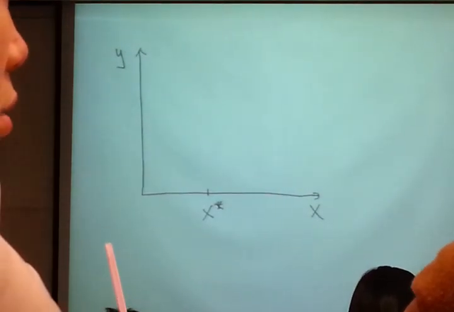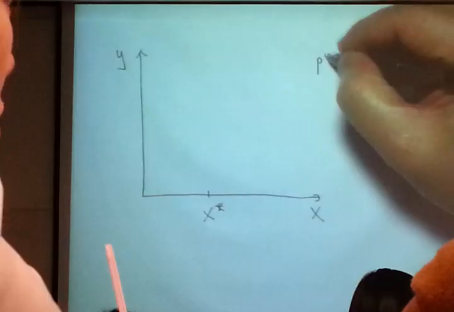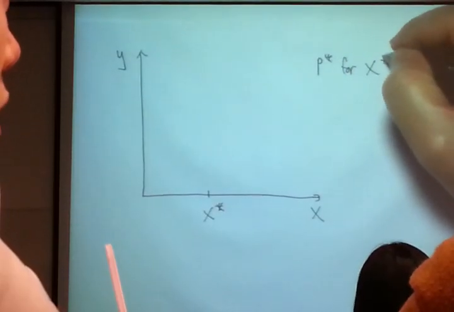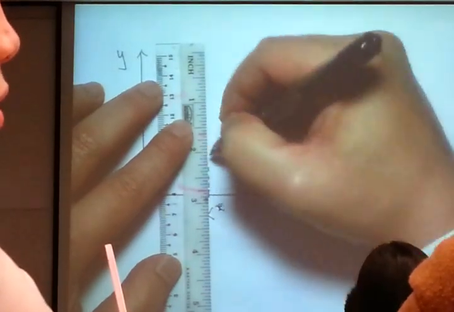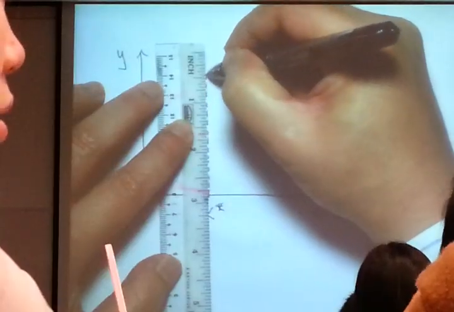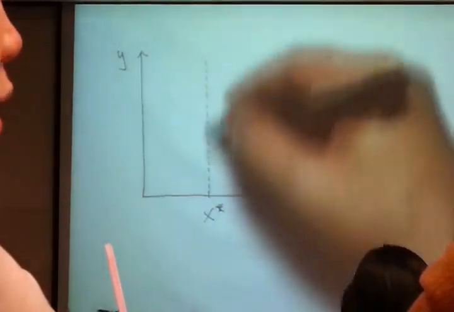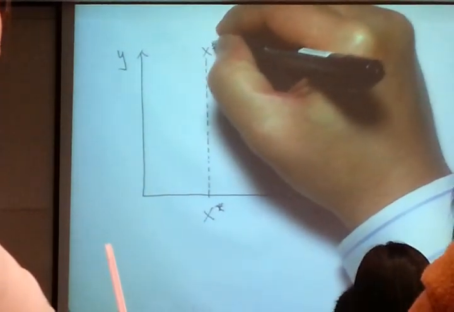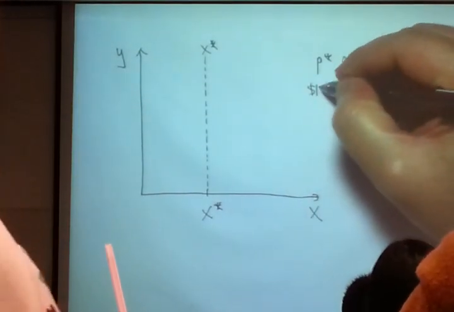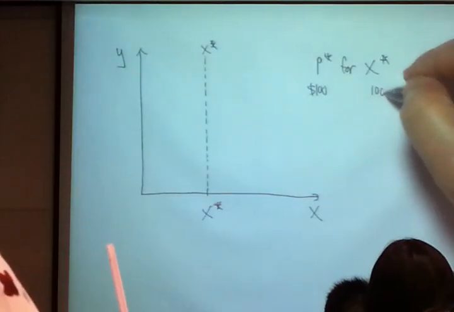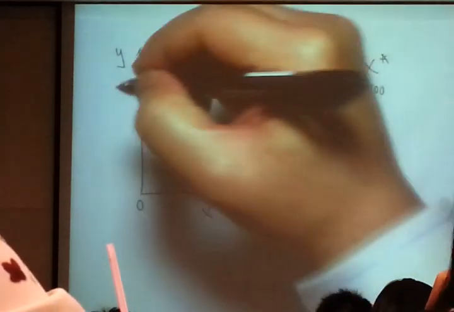And there are two things you can do. If you charge him P for X star, so this is your X star line. Now that means in mathematics, every point on this line, X equals X star. You agree? Every point on this line. So if I sell P star, I charge him $100 for 100 units. If you don't buy, then your X will be 0.